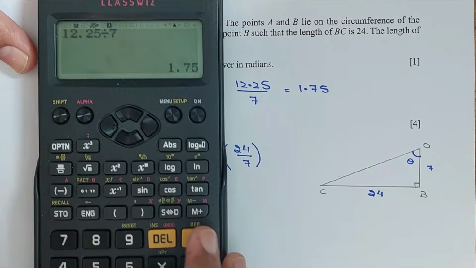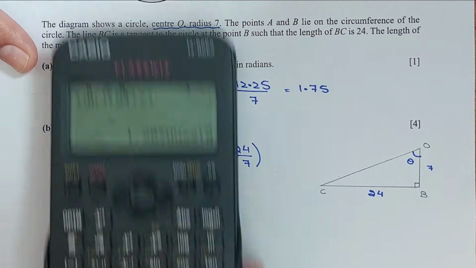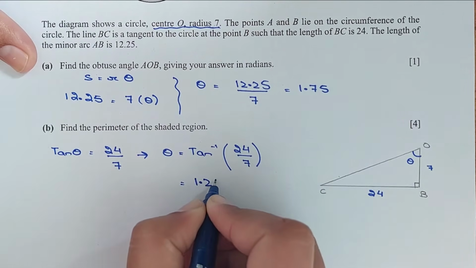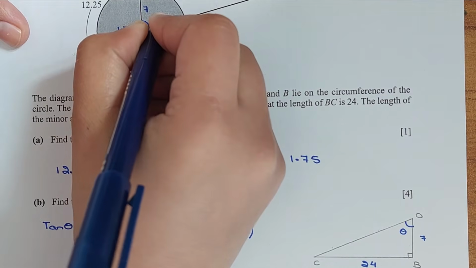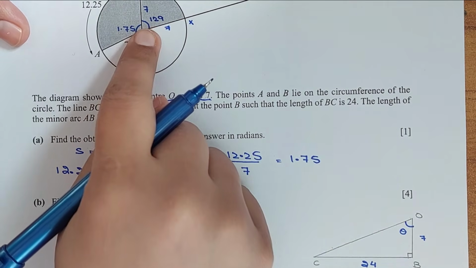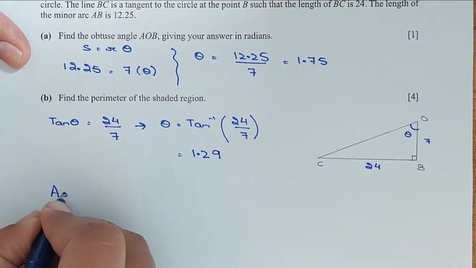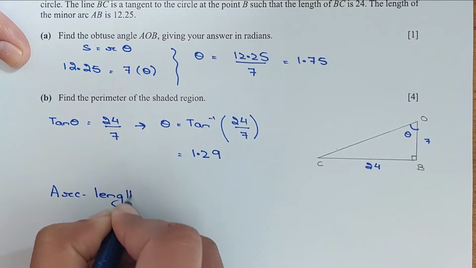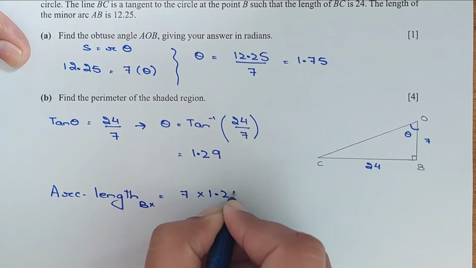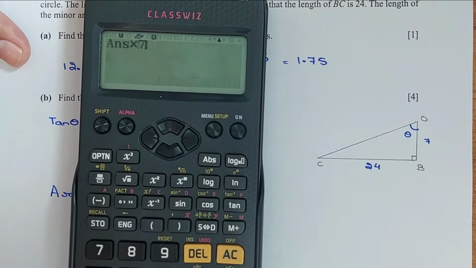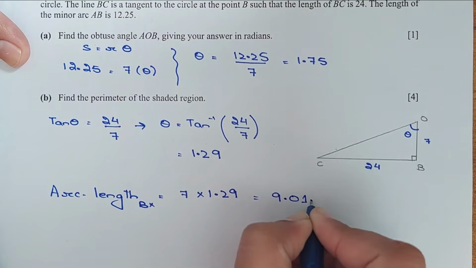Let me calculate in terms of radians. Tangent inverse of 24 divided by 7 is 1.287 or 1.289, 1.29 if I round it, right? So we got this value for theta, 1.29. Now we have this angle and the radius, so we can find the arc length BX, right? So what is arc length? Arc length BX is radius times theta. Radius is 7 and theta is 1.29. So times this by 7, which is 9.0019. So 9.01 meters. Right.